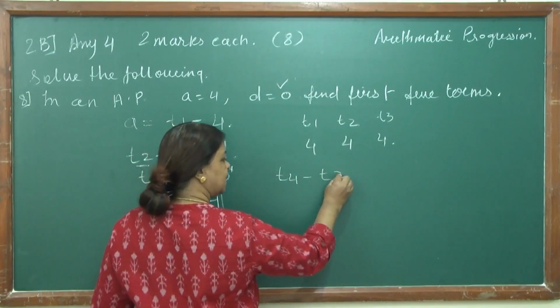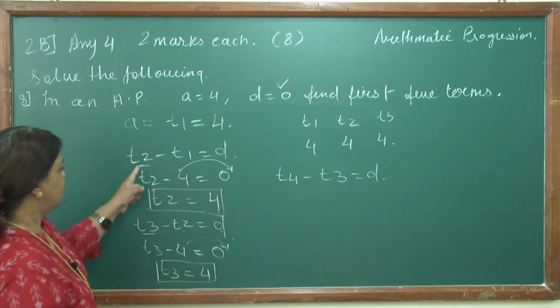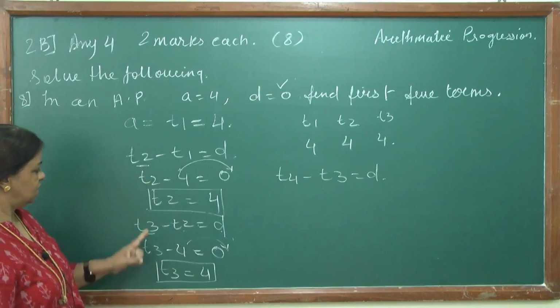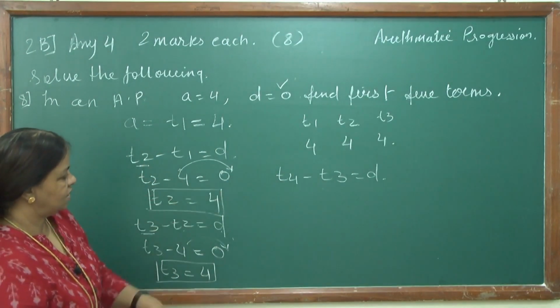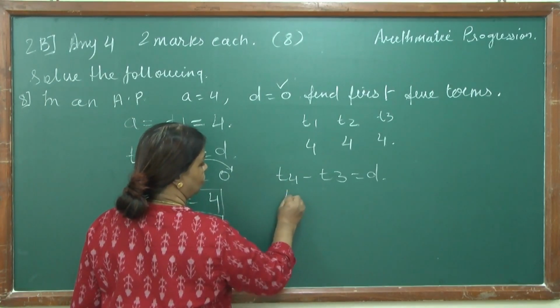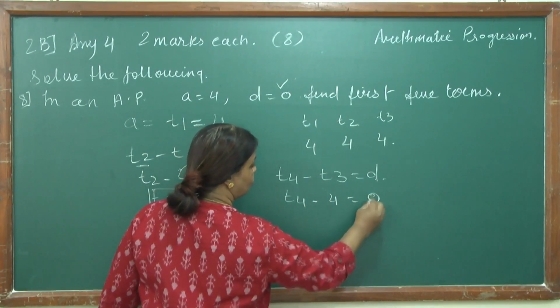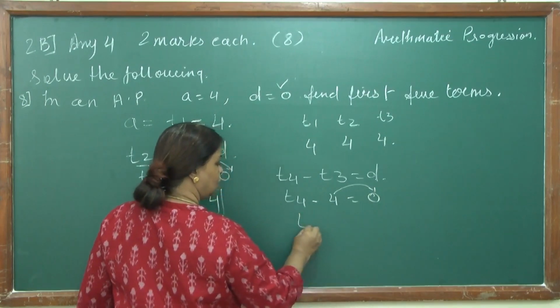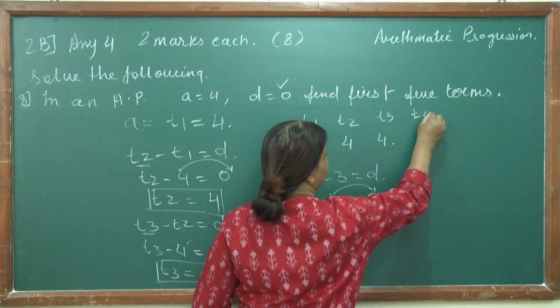Let's go for the fourth term. T4 minus T3 is equal to D. This is the formula, children. See, everywhere you see T2 minus T1, T3 minus T2, T4 minus T3. So T5 minus T4 will come next. Okay. T4 we don't know. T3 we know 4. D we know 0. 4 will go here. So T4 is equal to plus 4. So even the fourth term we got as 4.